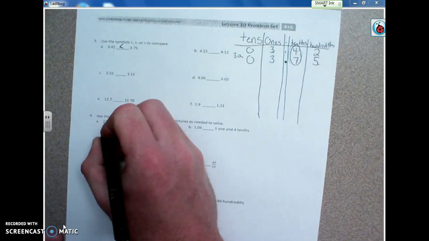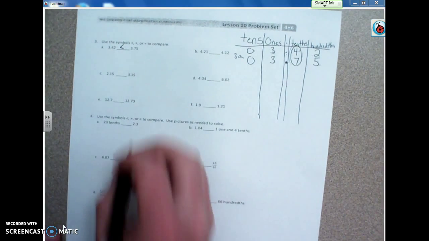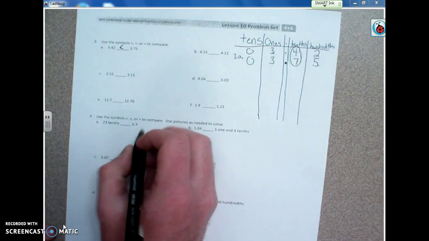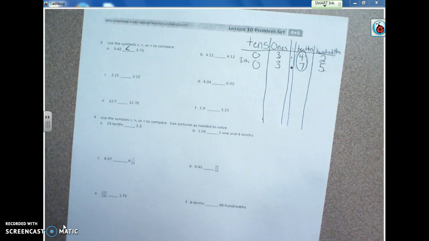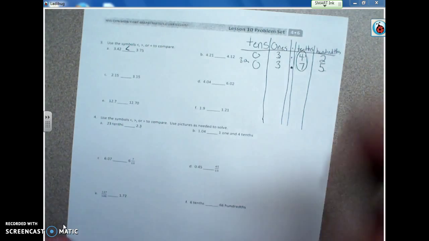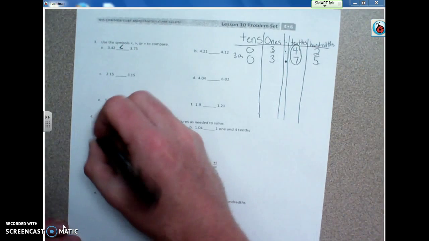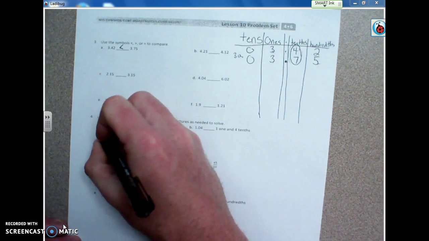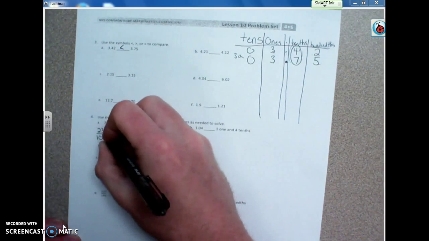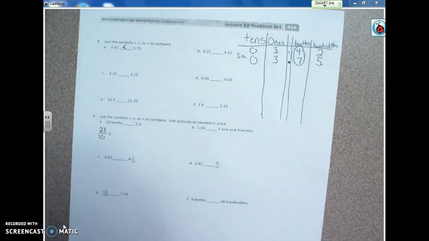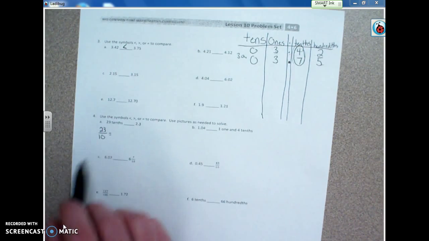So if I look here, I have 23 tenths compared to 2 and 3 tenths. 2 and 3 tenths is in decimal form. That one's all set. I don't have to do anything to that. 23 tenths, though, is not in decimal form. That's in what we would call place value form. So I have 23 tenths, and I have to decompose this 23 tenths into some wholes, because this is an improper fraction.